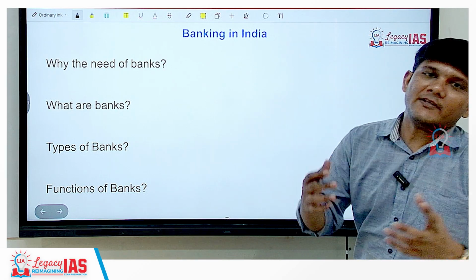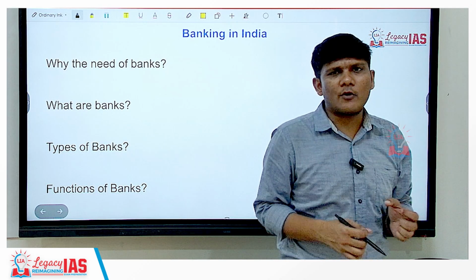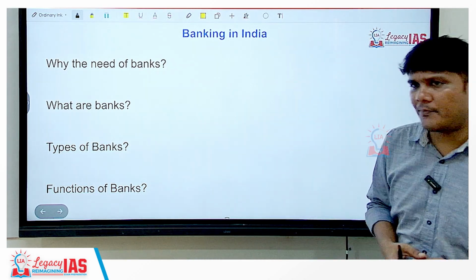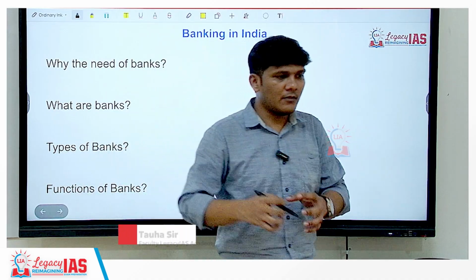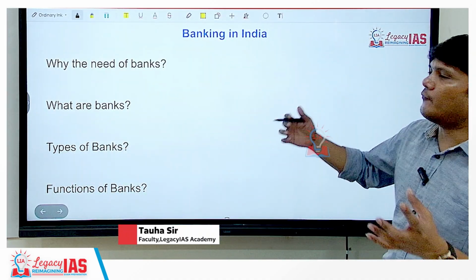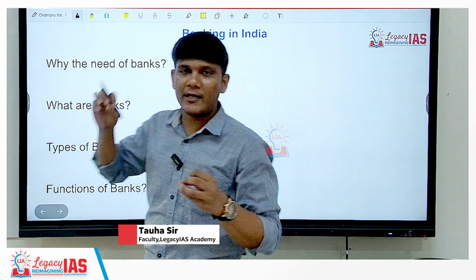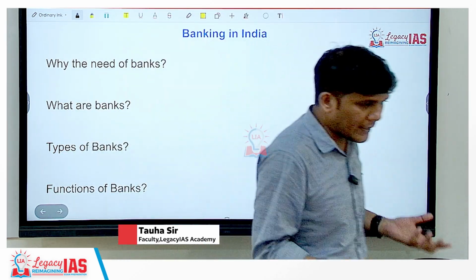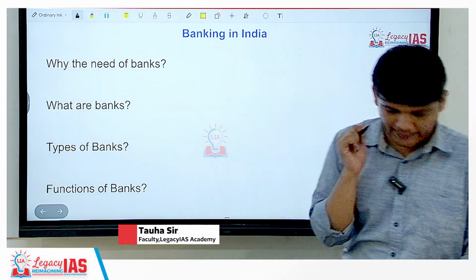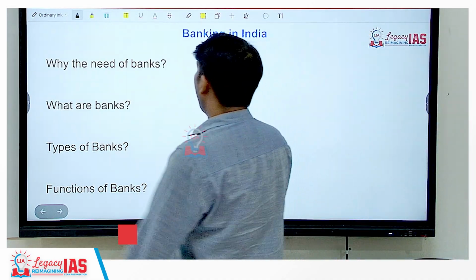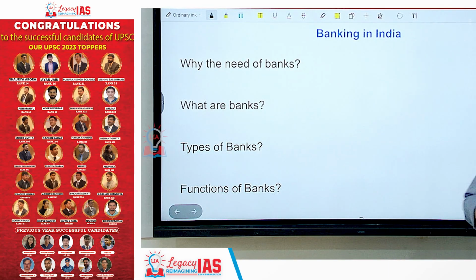So in the previous session, we had seen national income accounting, the concepts like GDP, GNP, NDP, NNP, and so forth. In today's session, we will be moving ahead and we will be focusing on banking in India. We'll understand certain important concepts related to banking in India, and then we'll look into the questions of banking in India.